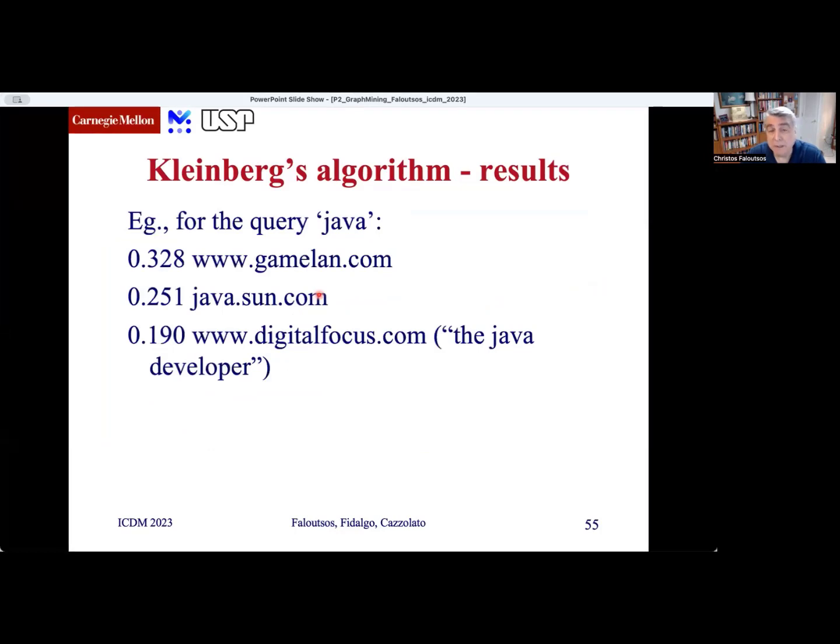And Kleinberg applied this algorithm. Back then, Java was a hot topic. And he applied it to the query Java, and the most interesting websites were, of course, java.sun.com. Sun was bought by Oracle a few years ago, right? But back then it was the place for Java information, right? But also GameLand and Digital Focus were very good websites because they had a lot of information about Java.